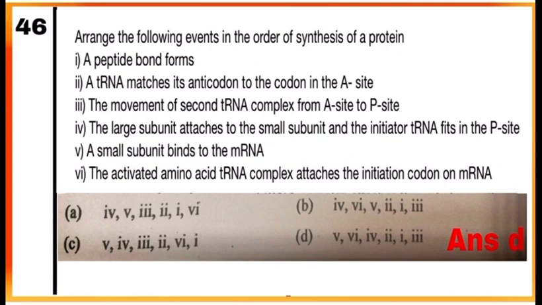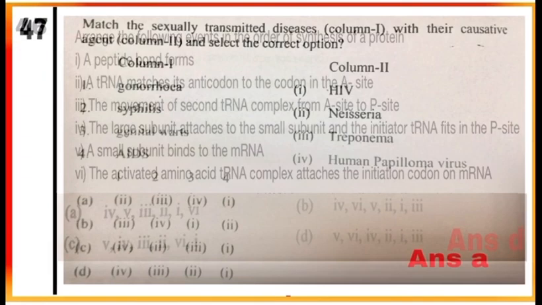Come to the second statement now. A transfer RNA now matches its anticodon to the codon in the A site. After this, a peptide bond is formed and then the movement of the second transfer RNA complex from the A site to the P site takes place. So here option D is correct.